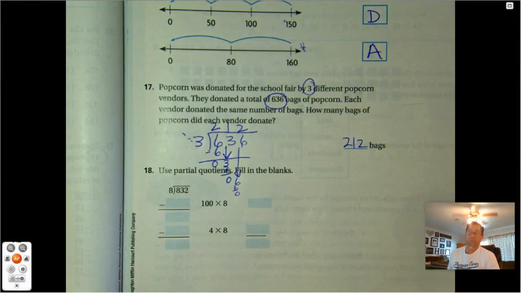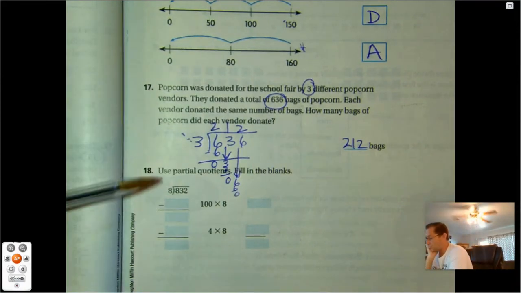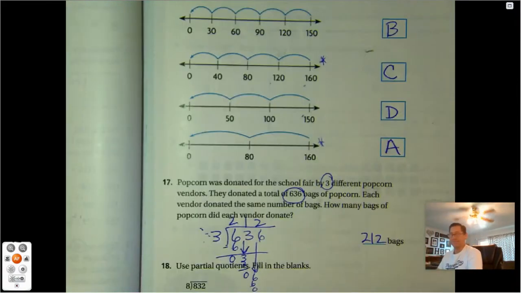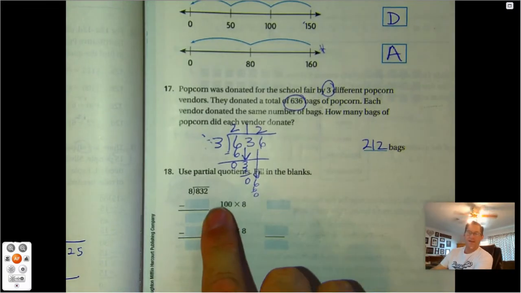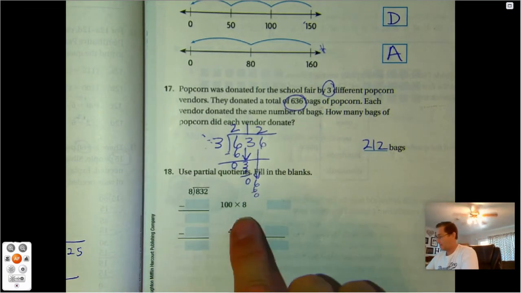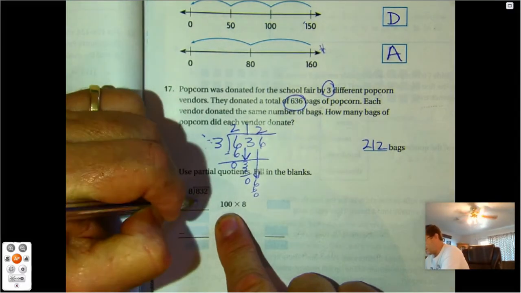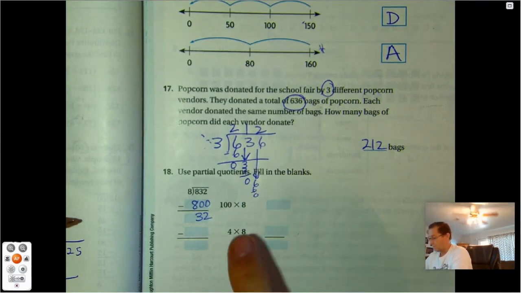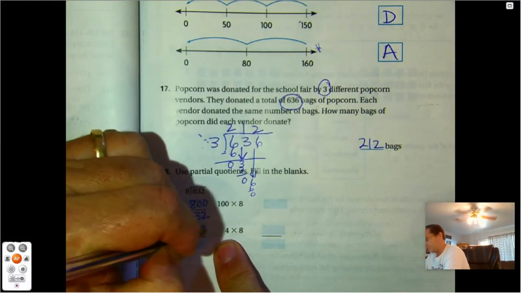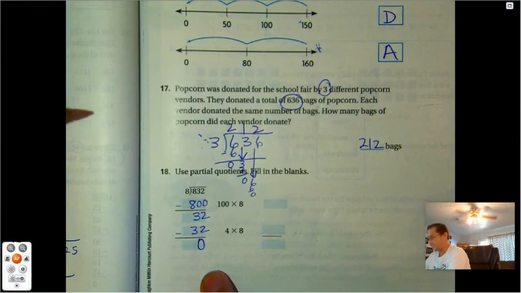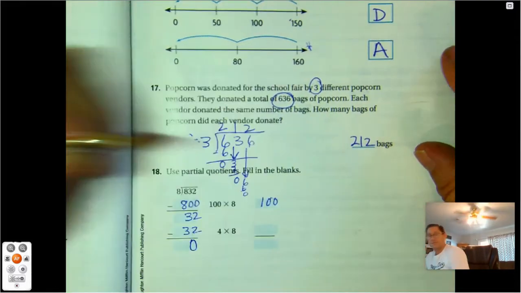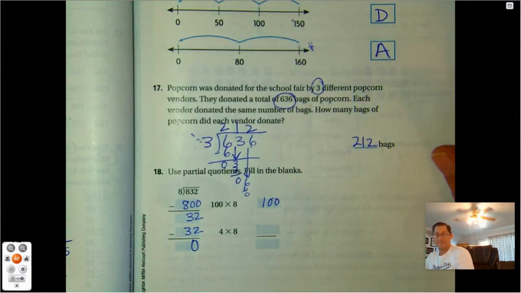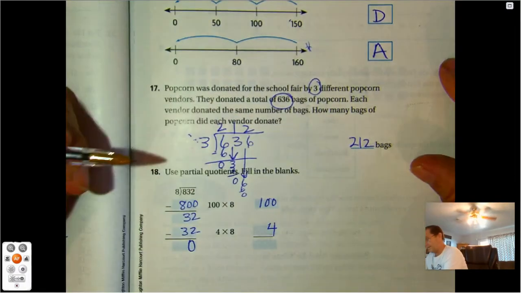All right, use partial quotients to fill in the blanks. So we're going to divide 832 by 8. And they're starting with 8 times 100. That gave them 800. That left 32. Well, 8 times 4 is 32. Subtract, we get 0. So what do we have to add? We go 100, because they multiplied 100 and 4 8s for a total of 104.